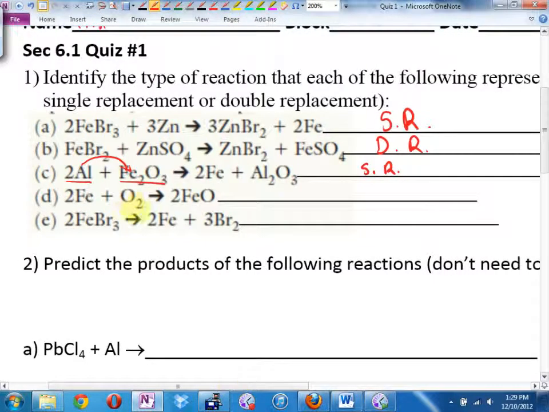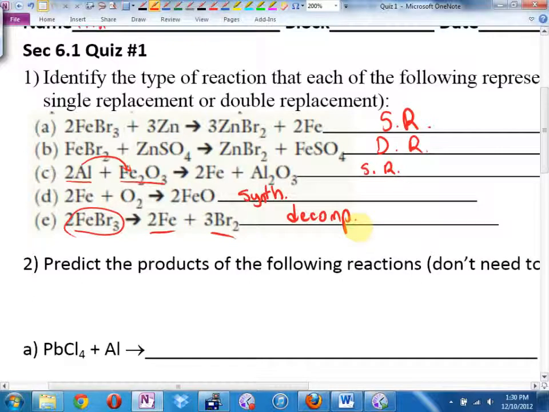D, I have oxygen, so I thought for a minute it might be combustion, but combustion needs oxygen and it needs a hydrocarbon. And a hydrocarbon has to have hydrogen and carbon in it. This is two ingredients combining. We called this synthesis. There should be an N in there. Synthesis. Compare that with E. In E, I have one compound with two ingredients, and I'm breaking it up into the ingredients that it came from. We called this a decomposition.